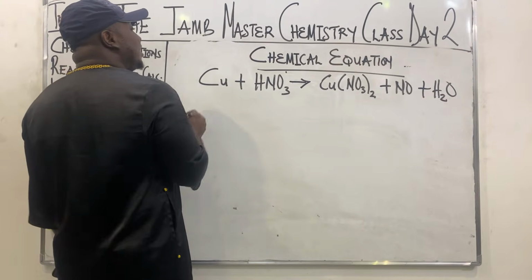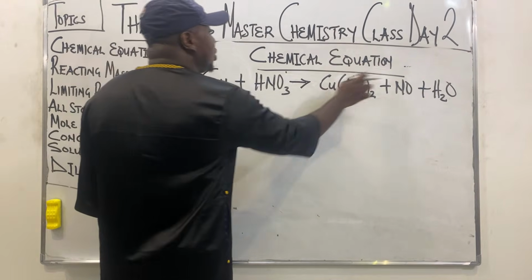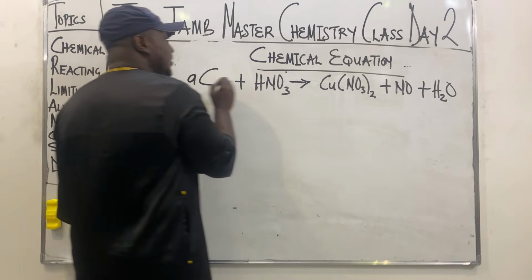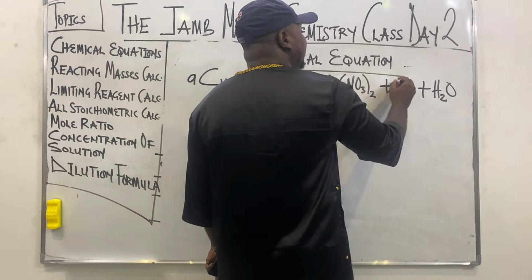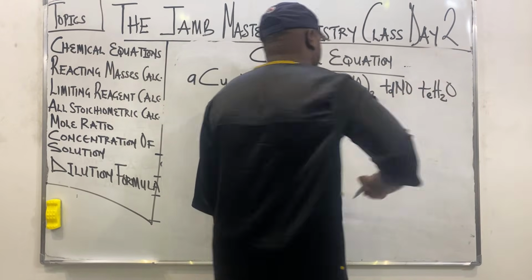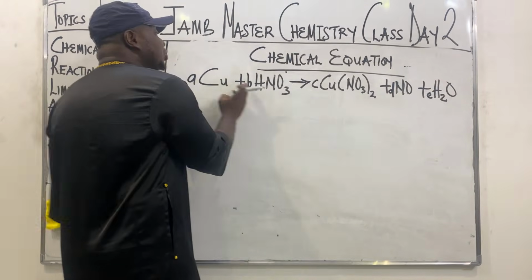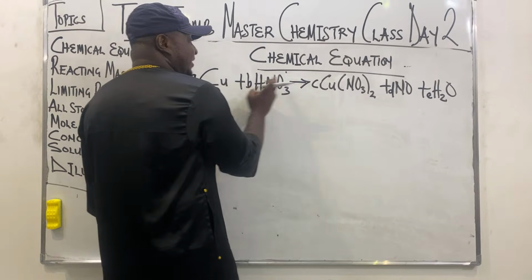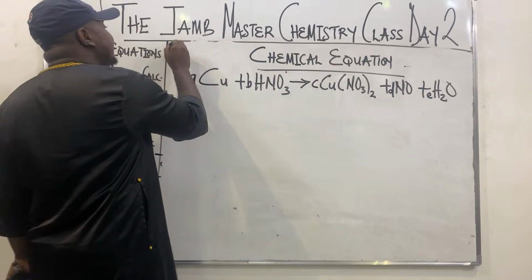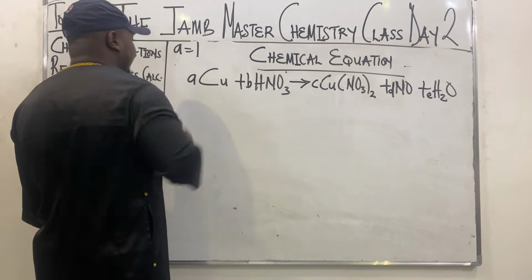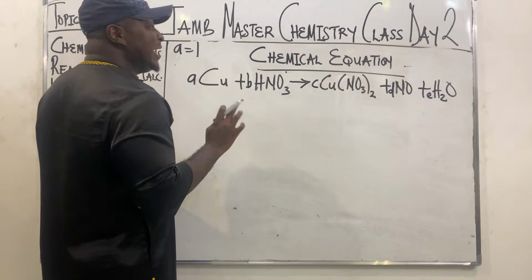Class, the rule is represent each component of the equation with unknown letters. So this will be A, this will be B, this will be C, this will be D, and this will be E. Every component of the equation should have their own letters. Now, step 2, say let A be equal to 1. We have obeyed step 2.